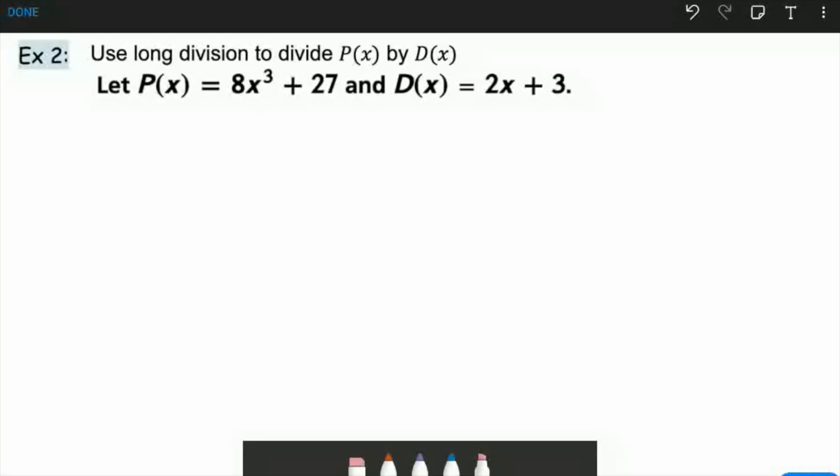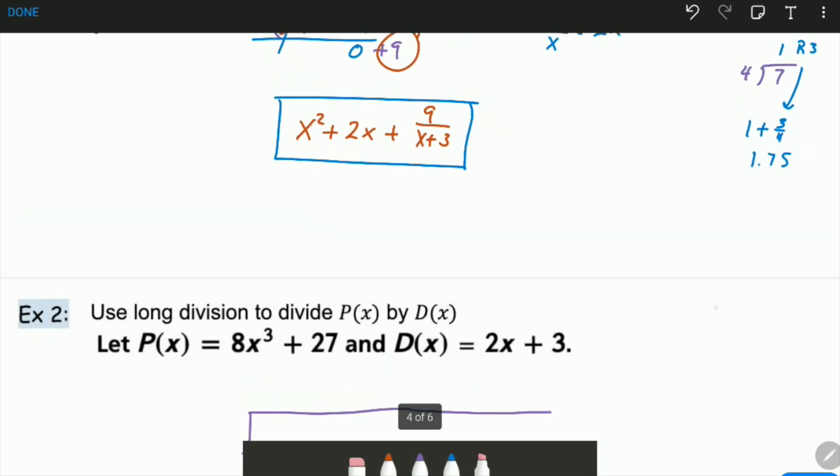Okay, here we have a second example of using long division to divide our polynomial p of x by d of x. So if I set it up this time, we're going to run into an issue. I'm going to switch back to the last example I did.